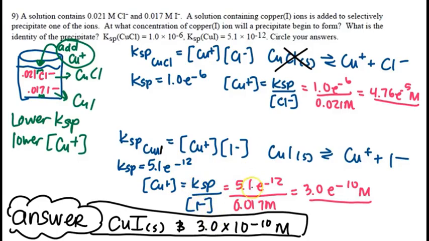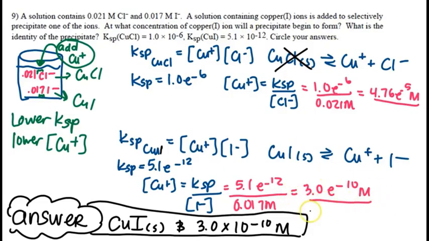That's going to equal 5.1 times 10 to the negative 12 divided by what's given, which is 0.017 molar. This is equal to 3.0 times 10 to the negative 10 molar. So we have to go back to what our answers are for this overall question. They said, at what concentration of copper 1 ion will a precipitate begin to form? That concentration is going to be the lowest concentration, which is 3.0 times 10 to the negative 10 molarity.